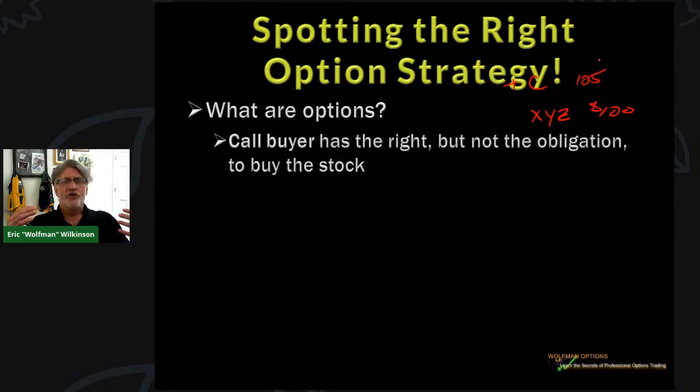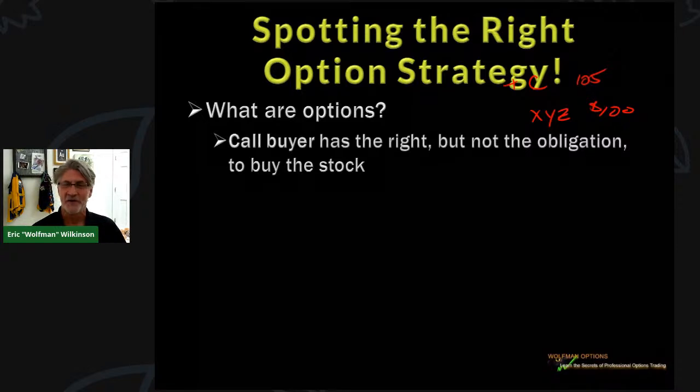Now, that gives me the right, if I bought this 105 call, but not the obligation to buy XYZ stock at 105. Do I want to do that today if it's trading 100? No. I can buy it for $100, right? Why would I pay 105 when I could buy it for 100? Doesn't make sense. So you would never offset that trade or use your right or make the seller sell it to you at 105. He would be happy.